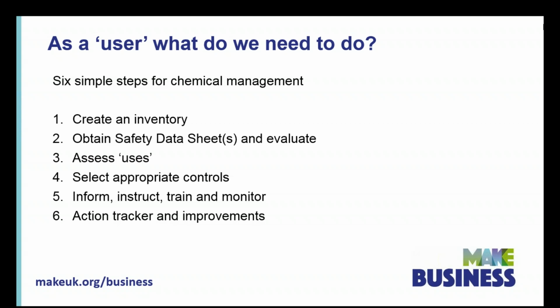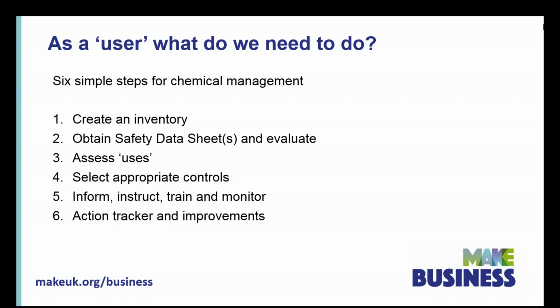First and foremost, create an inventory of all the substances you use. This may also include substances you create as a byproduct or as a secondary part of a process. Second, obtain the relevant safety data sheets and evaluate. In today's webinar, we're going to look in a bit more detail at those sections. Thirdly, assess uses. So what do you do with it once you have purchased the chemical? This is you as a business.